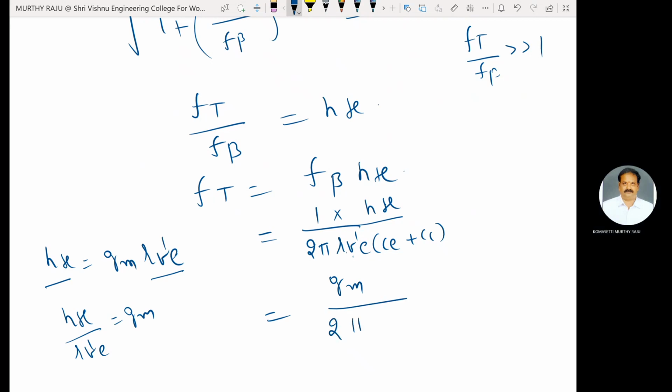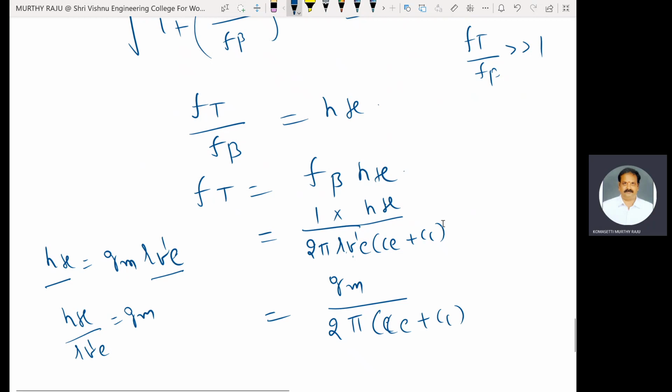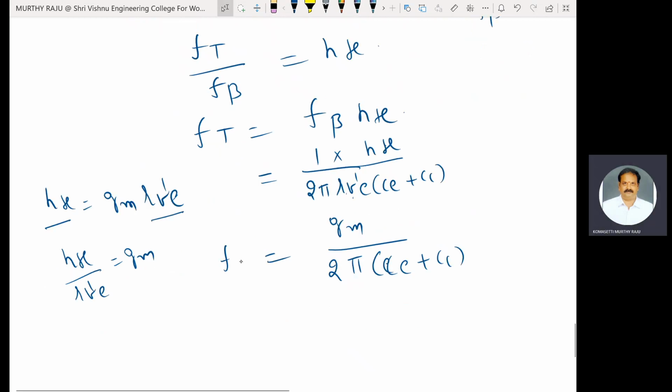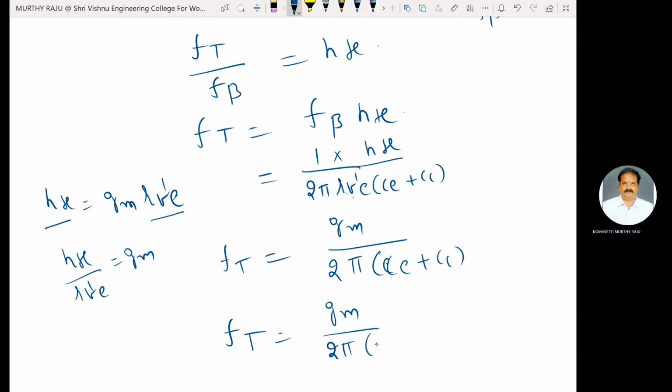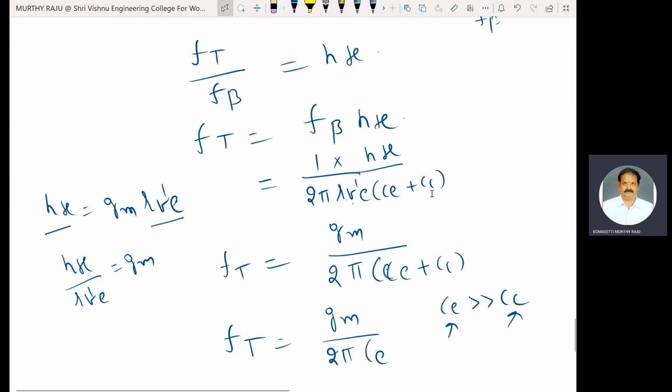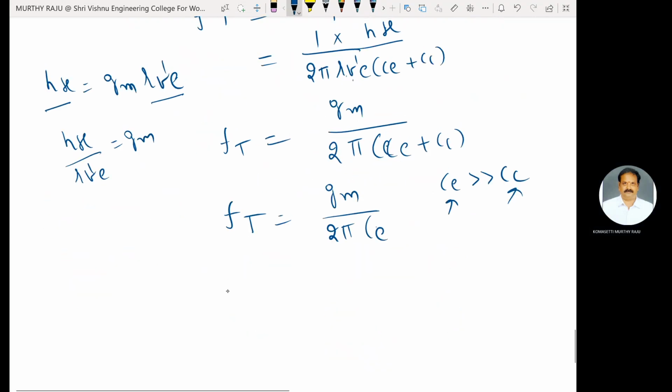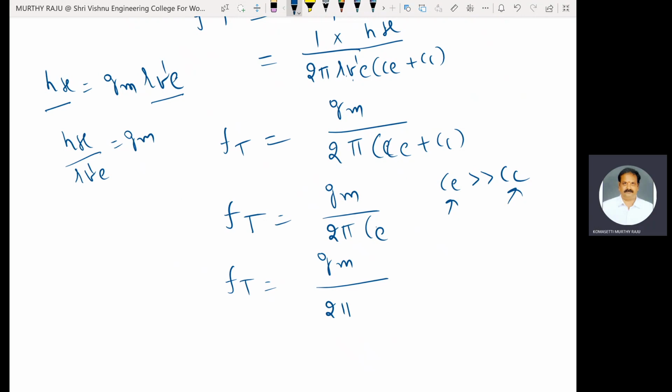That is equal to gm by 2 pi into (Ce plus Cc), that is fT. Therefore fT is equal to gm by 2 pi Ce. Ce is far greater than Cc. This one is a diffusion capacitance, and this one is a depletion capacitance. Finally, fT is equal to gm by 2 pi C.